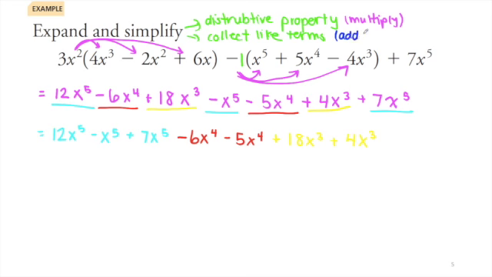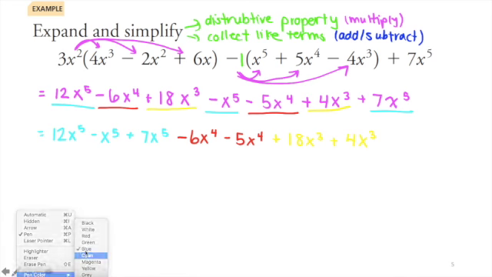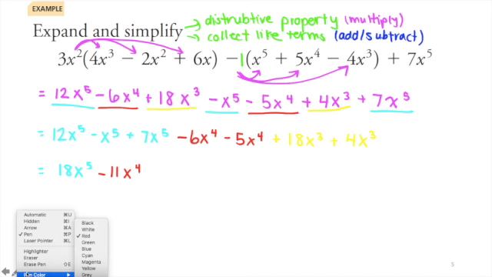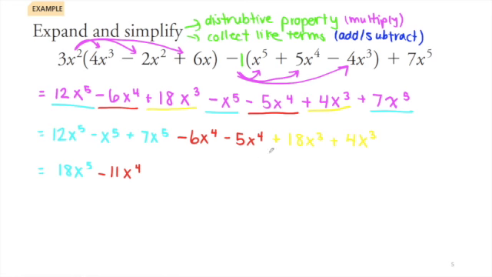So then when you're doing that, you're simply adding and subtracting now. That's what you do for common terms, for collecting like terms, okay? I meant to do this color, okay? So you're just going to go 12 minus 1 is 11. 11 plus 7 is 18, x to the 5, okay? Then you're going to do negative 6x to the 4 minus 5x to the 4 is negative 11x to the 4. And then for our yellow, 18 plus 4 is 22, and then x cubed.